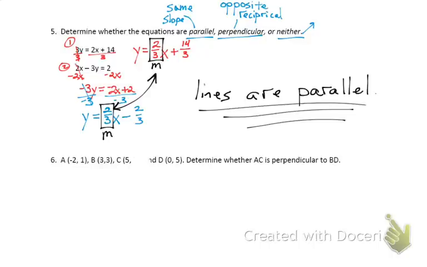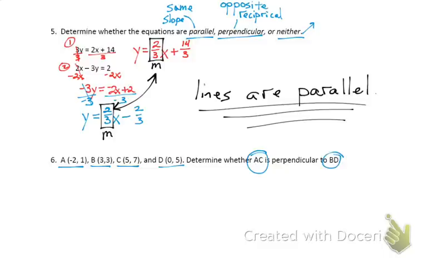Alright, very good. And finally here we have problem number 6. Oh, it looks like I erased part of problem number 6. Alright, there we go. So problem number 6 gives you 4 points. It says point A is at negative 2, 1. Right here it says point B is at 3, 3, C is at 5, 7, and D is at 0, 5. And it says to determine whether the segment AC is perpendicular to BD.